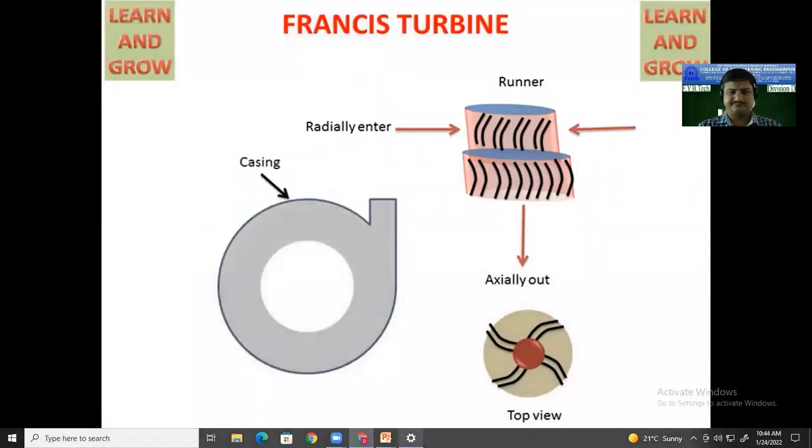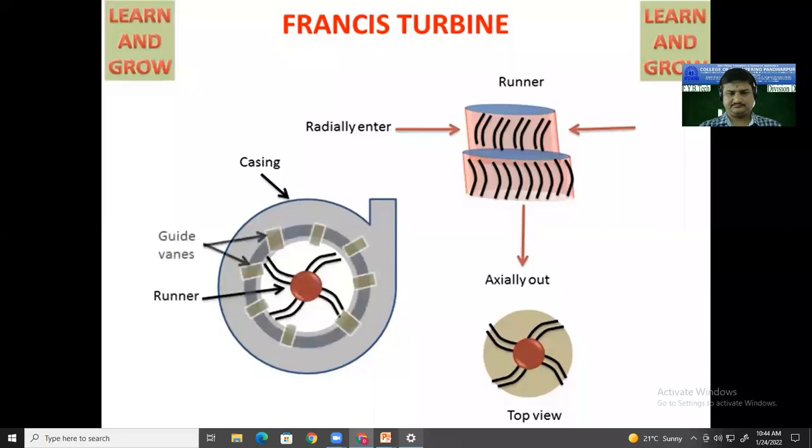This is the casing for the Francis turbine, in which our runner will be installed, and over the runner we have guide vanes. These are the fixed vanes which will guide the water for rotating in the runner.